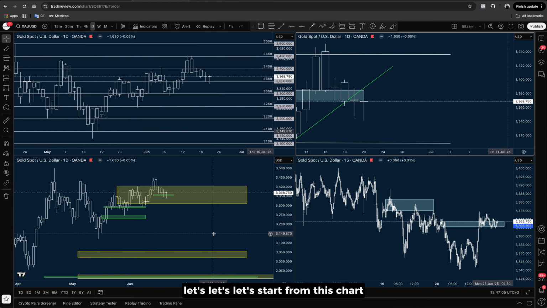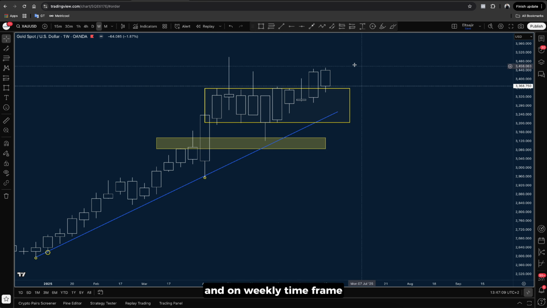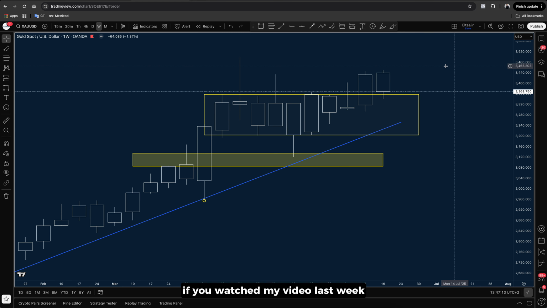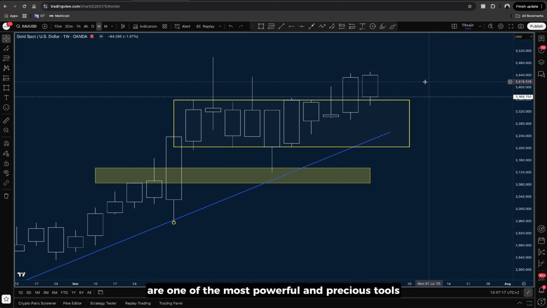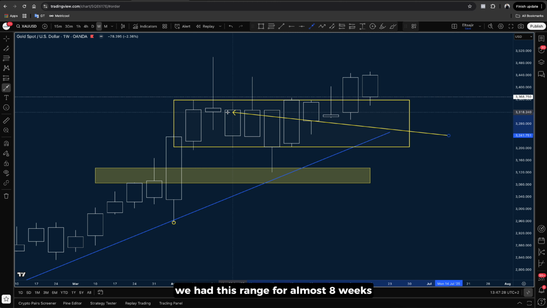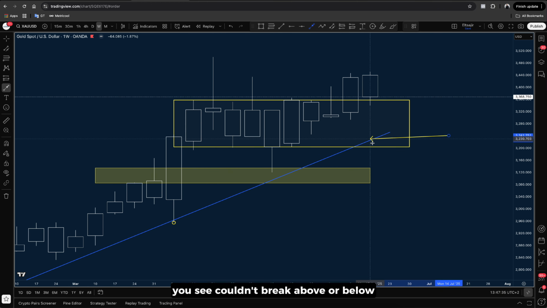And gold, let's start from this chart. And on weekly time frame, if you watched my video last week, what did I say? Ranges are one of the most powerful and precious tools you can have in trading. Very simple and very easy. And what did I say? We had this range for almost 8 weeks. Price was just moving inside this range. You see, it couldn't break above or below.